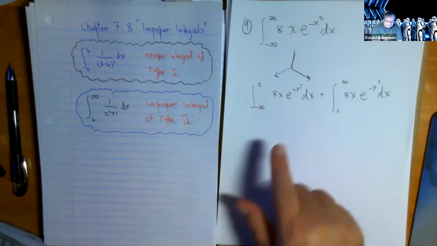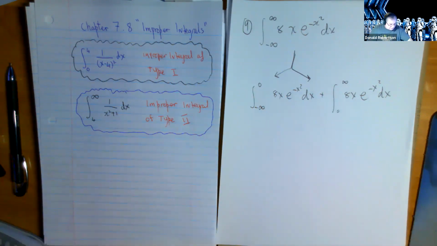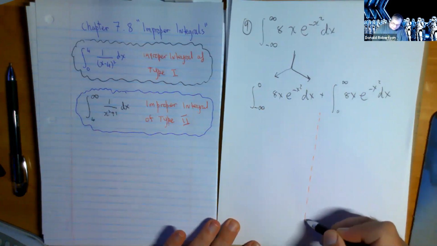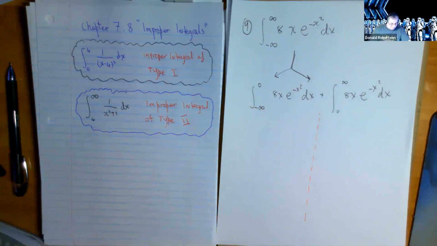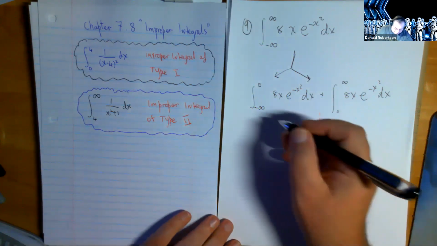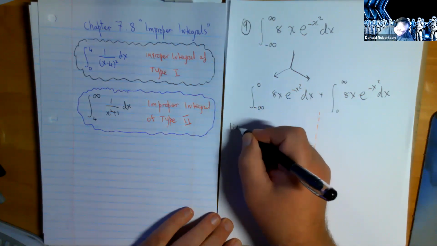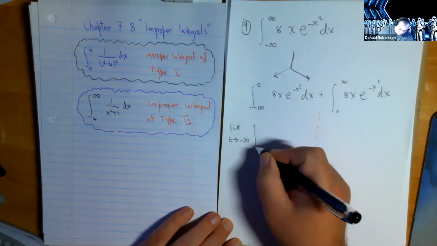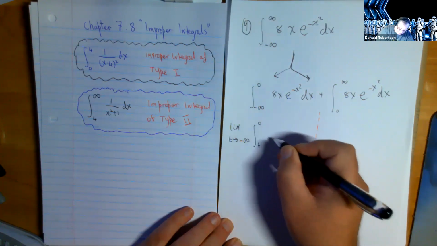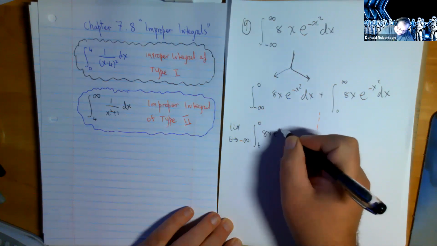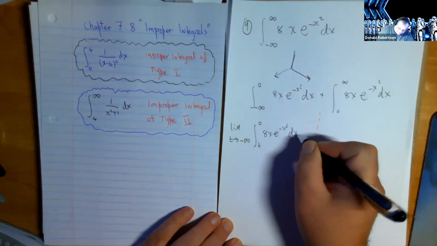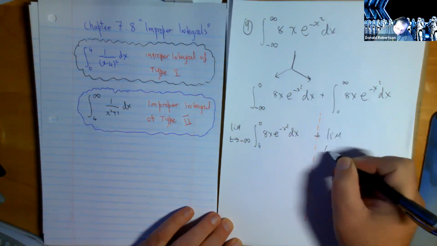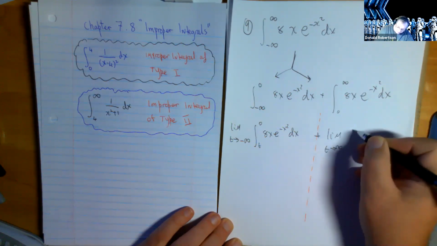But I can find these totally independent of each other. So imagine a little invisible wall between them. If I wanted to do this fella on the left, it would be the limit as t tends to negative infinity, the integral from t to 0 of that guy, and plus. And if I wanted to do this one on the right, it would be quite similar looking.